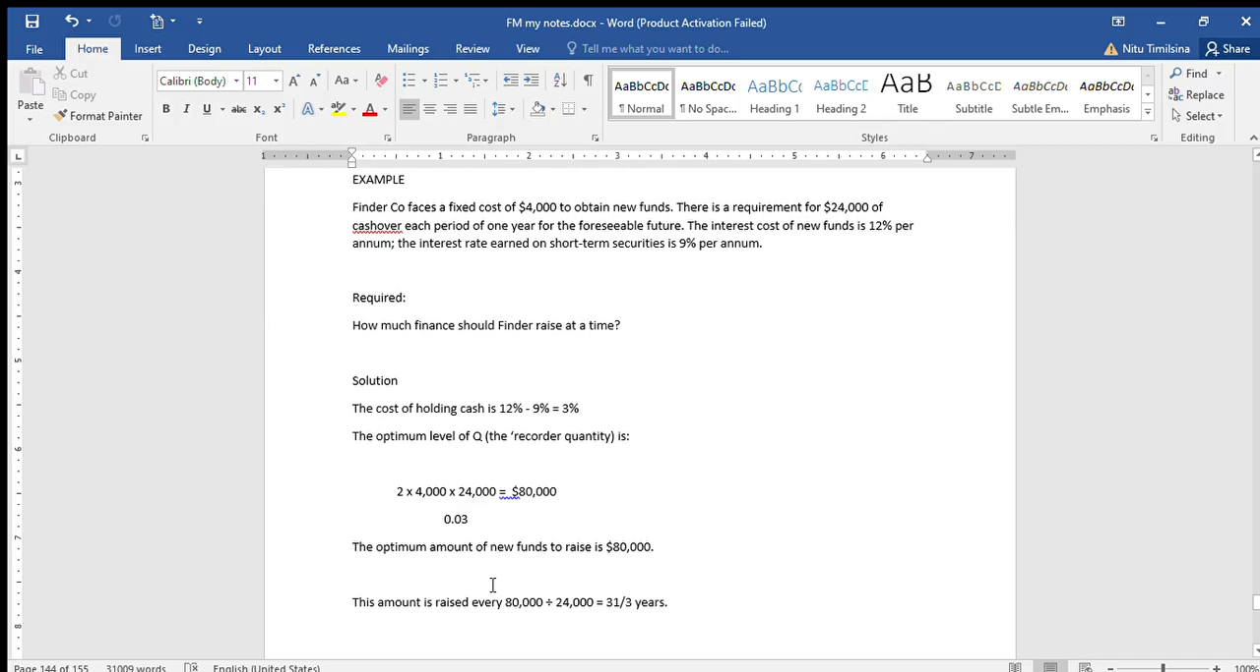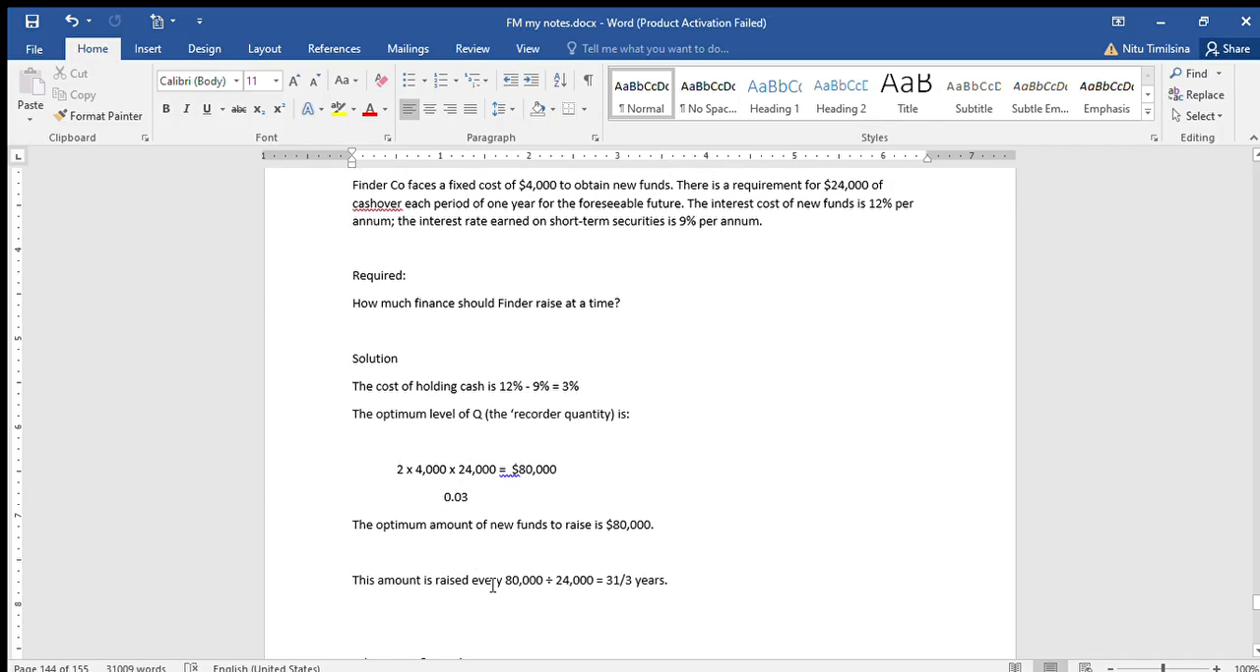The cost of holding cash is 12% minus 9%, which equals 3%. The optimum level of quantity is the square root of 2 into 4,000, the fixed cost, into 24,000, the requirement of cash over each period of 1 year, divided by 3%. That equals 80,000. The optimum amount of new funds to raise is 80,000.